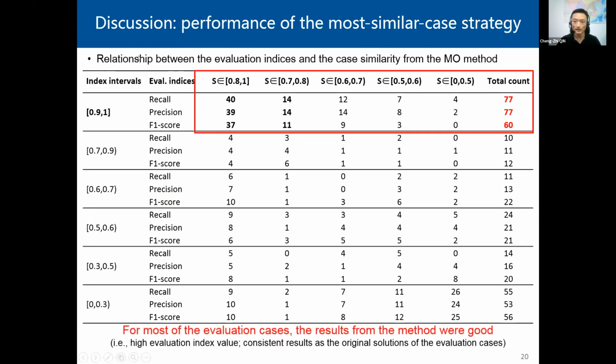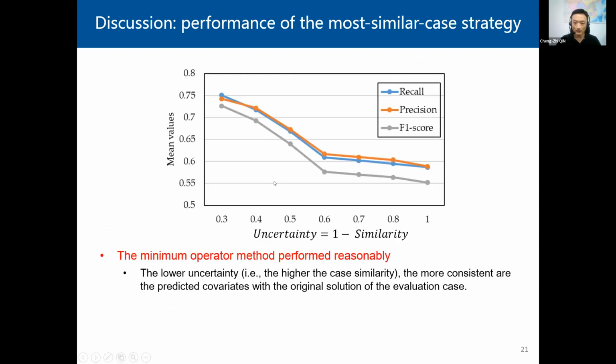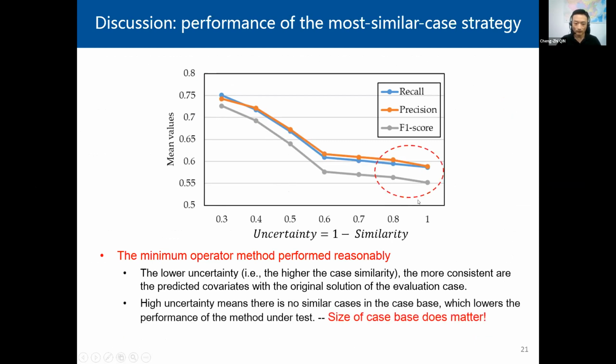And considering the most similar case strategy, we can see for most of the evaluation cases, the results from the most similar case strategy performed well with a higher index. That means it performed well, especially for those with higher case similarity. The lower the uncertainty or the higher the similarity, the more consistent, or the better the performance of the methods. However, for those with higher uncertainty or lower similarity, that means there is no similar case in the case space. So this means that the size of the case space doesn't matter.